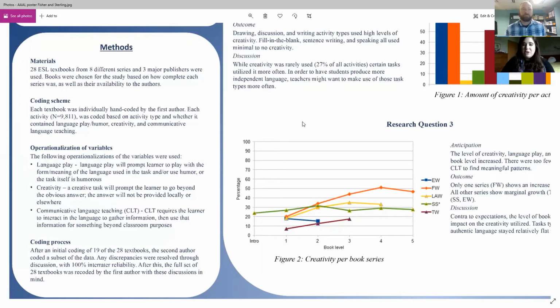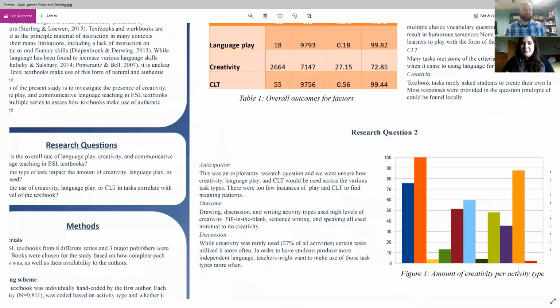In terms of operationalizing our variables, tasks that contained language play would prompt the learner to either play with the form or the meaning of the language, or to use humor, or the task itself was humorous. Creativity would prompt the learner to look for answers beyond the obvious ones contained either locally in the book or elsewhere, and to come up with their own answers. A communicative task would require the learner to interact in the language to gather information, and then use that information for something beyond just classroom academic purposes. That gave us a lot of data that I'll let Scott break down for you.